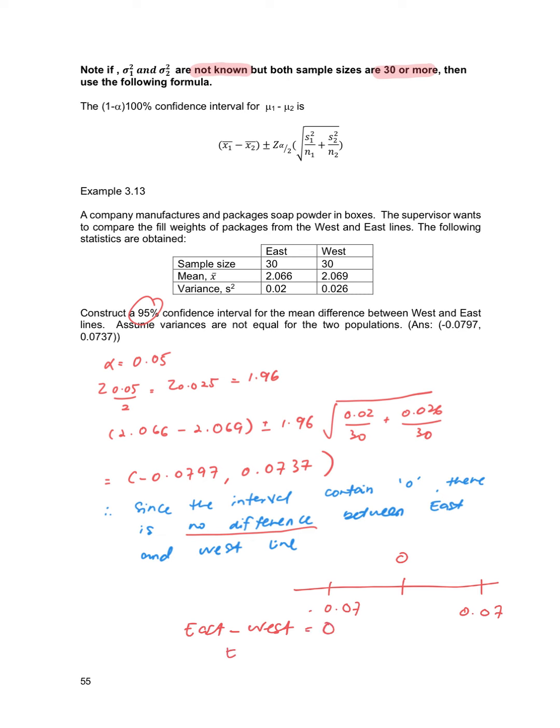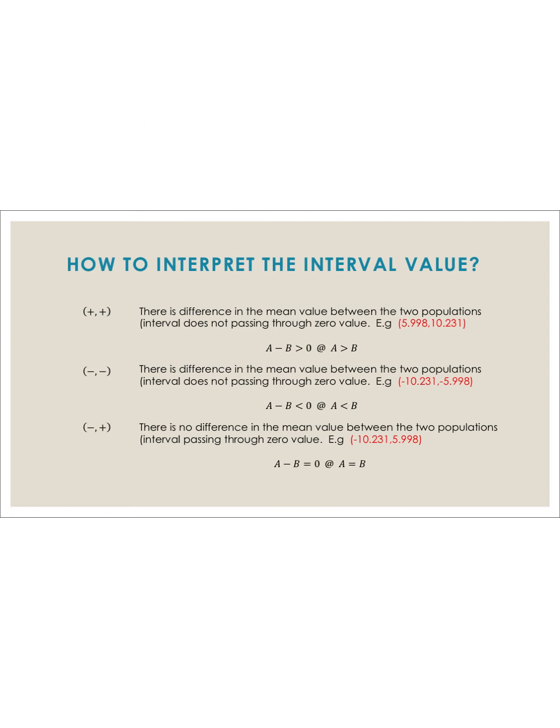Maksudnya east sama dengan west lah. Maksudnya berat packages from east line dengan west line are equal, no difference. Sebab tu saya kata no difference between east and west line punya weight of packages. Okay, sebab interval kita lalu kosong. So kat sini saya dah simplify kan untuk how to interpret the interval value. Bila kita ni specifically untuk difference between two population ya.